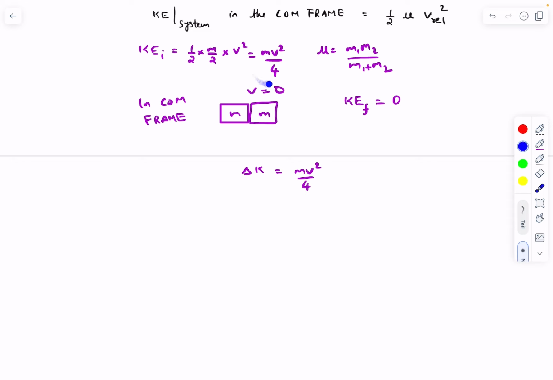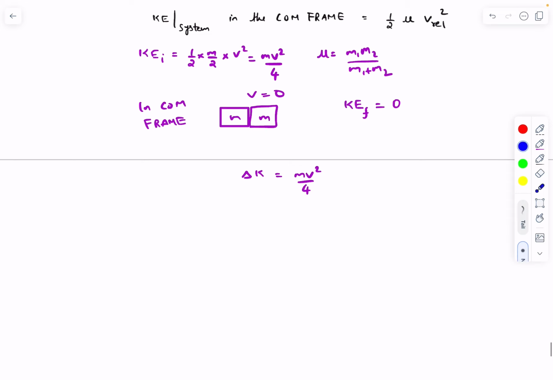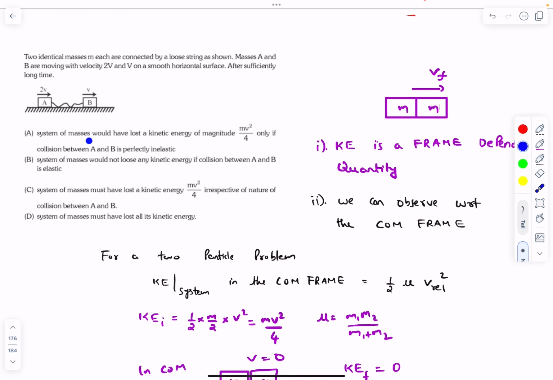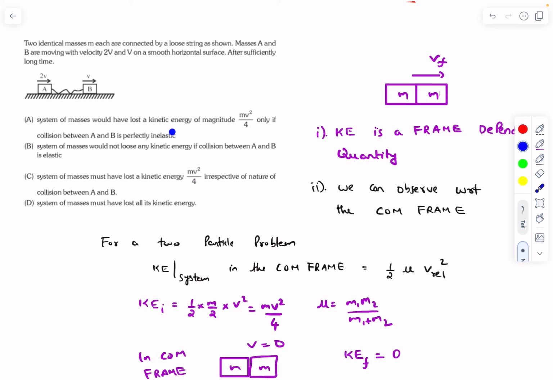So all the initial energy in the center of mass frame is converted into heat, sound, and other forms of energy losses, and this will be the same energy loss in the ground frame as well. So the system of masses would have lost a kinetic energy of magnitude mv squared by 4 if the collision between A and B is perfectly inelastic. So if it is perfectly inelastic, then we know mv squared by 4 will be lost. But is it the only case? We have to read the other options as well, so that is something we need to think about a bit more.